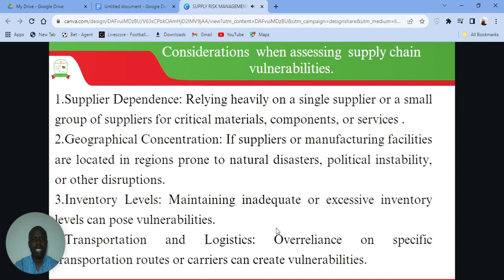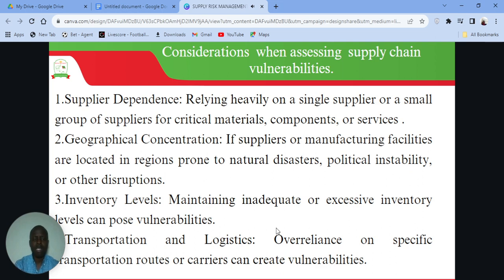Because when they are inadequate or when they are less, it means we are exposed to certain supply chain vulnerabilities. And finally is on the transportation and logistics. We need also to avoid over-reliance on specific transportation routes or carriers.